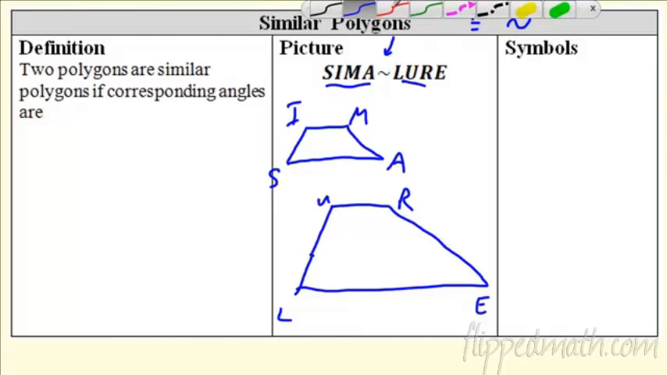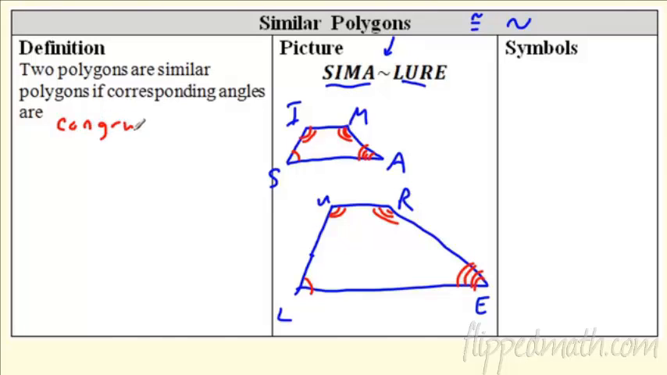What has to be true here about the angles then? Well, if I look at angle S, it's got to be congruent to angle L. I is congruent to U. M is congruent to R. And then A to E, 1, 2, 3, 4. Excellent. So the corresponding angles are congruent. Fantastic. So what does that mean? We still have corresponding parts just like we did. This is very similar, I hate to say that, to chapter 4 on congruent, but it is.